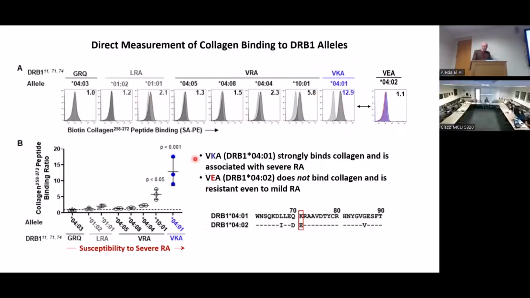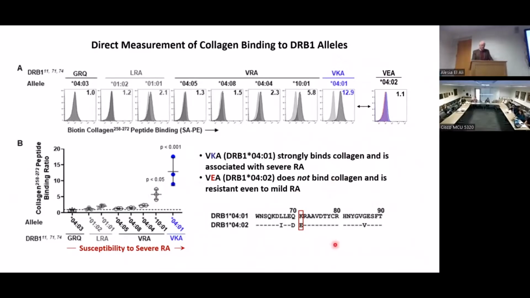It's shown graphically right here, just with multiple data points. And again, you can see the severity of RA is associated with a high degree of collagen binding. Now, if we compare to an 0402, this is a resistant allele, and you can see it really doesn't bind collagen over background. It's essentially negative. So what we can conclude here is this 0401, which has the VKA epitope, strongly binds collagen and is associated with severe RA. And then the VEA epitope, again, just one amino acid difference, does not bind collagen and is resistant even to mild RA. It's completely resistant to severe RA.